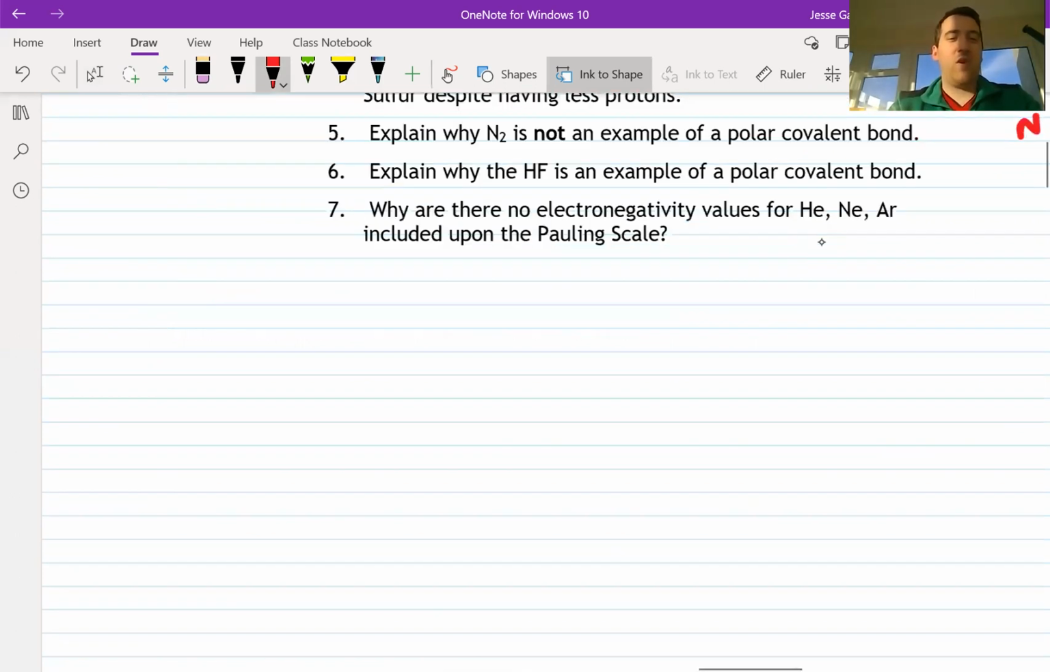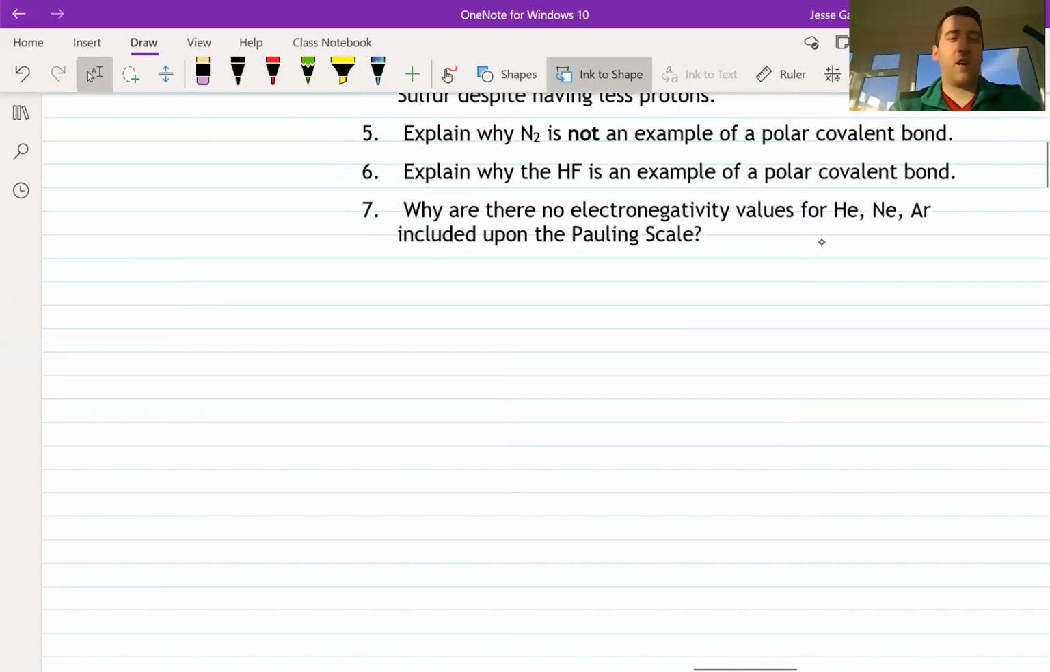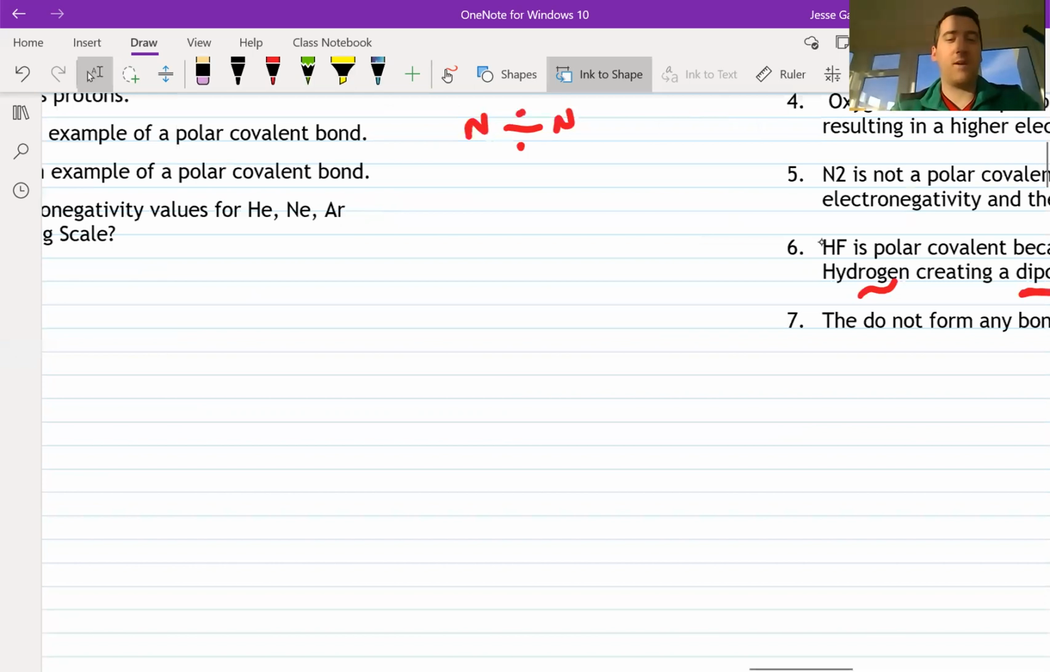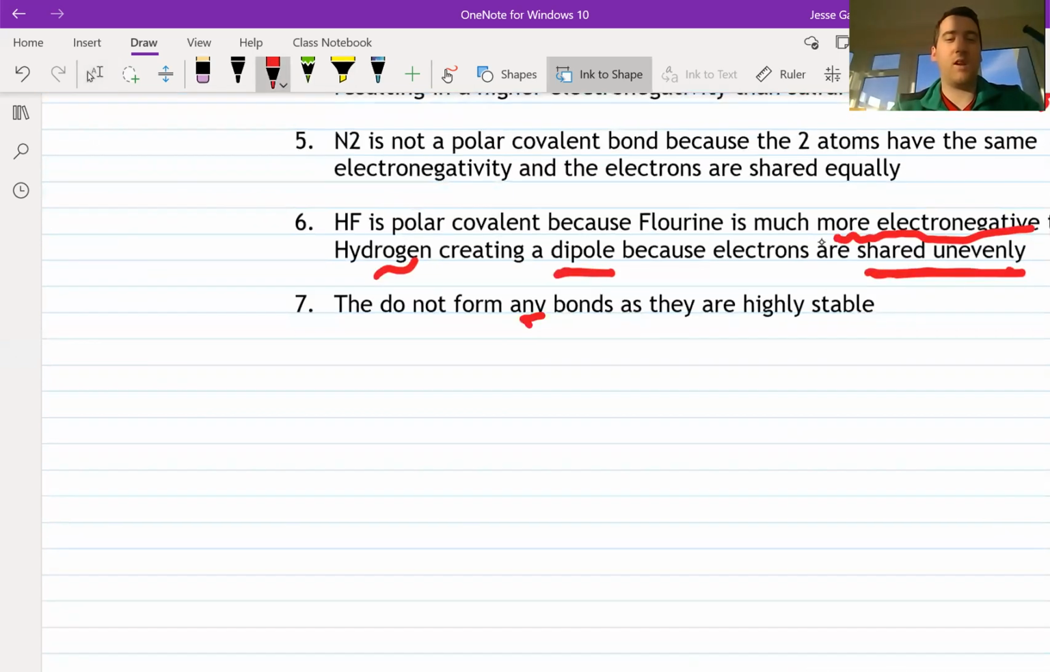And then lastly, why are no electronegativity values for helium, neon, and argon included in the Pauling scale? This is because they do not form any bonds. If they do not form any covalent bonds, and that's because they're highly stable, then you can't measure any electronegativities. They don't have any affinity for electrons in a covalent bond if they don't make any bonds. So they do not form any bonds because they are highly stable. You should mention highly stable, and you should mention no bonds or don't form any bonds.